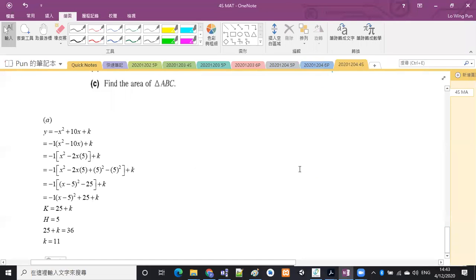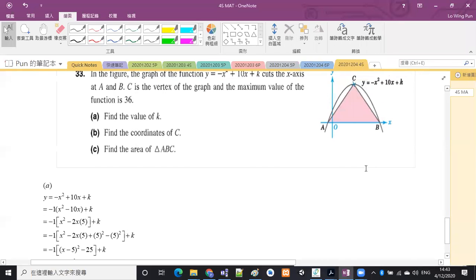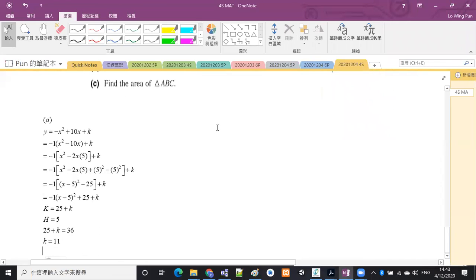And then part B, we are going to find the coordinates of point C. But point C is the vertex of the graph. Okay, point C is the vertex, which means that the coordinates of C will be just the H and K value. The H value is 5, we have found, and then the K value is 25 plus k or 36. So we are ready to write down the answer.